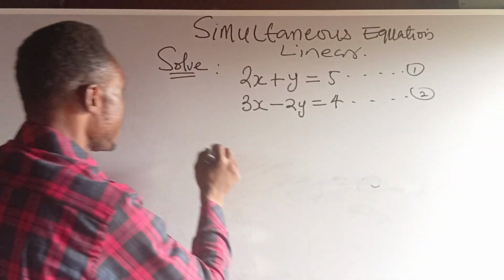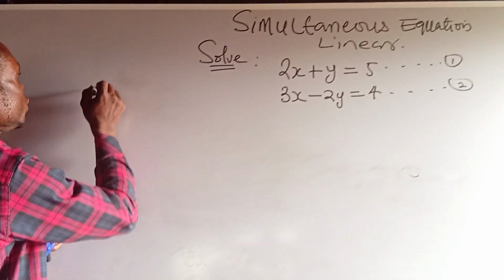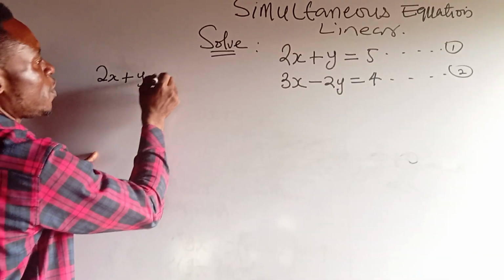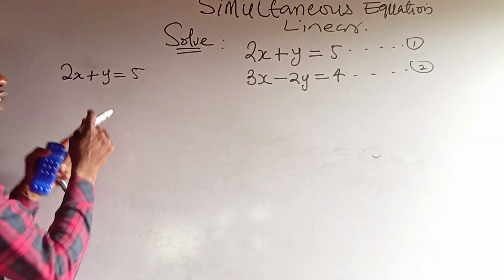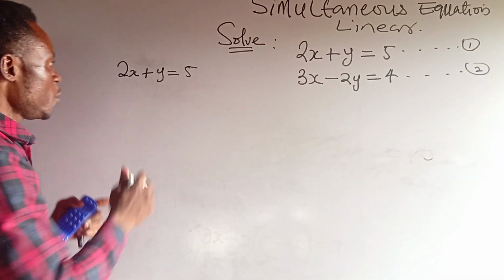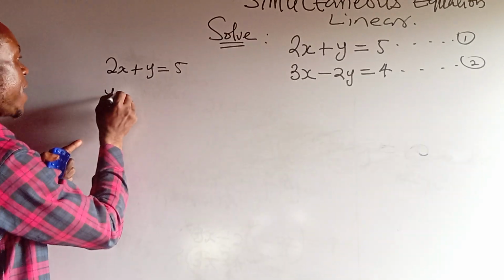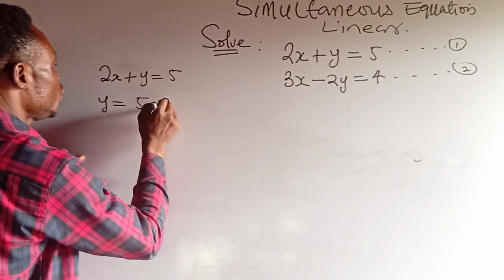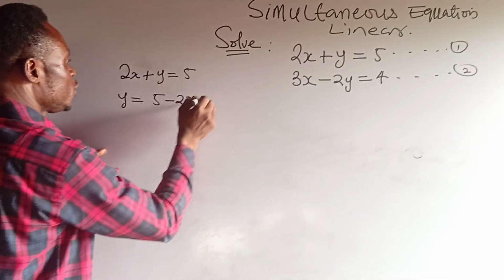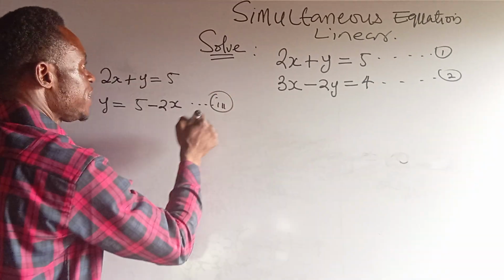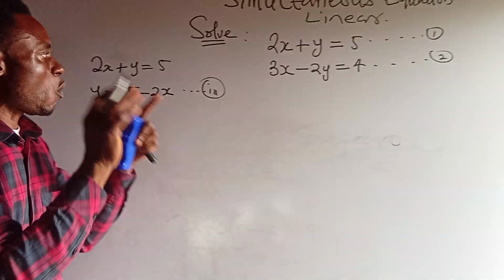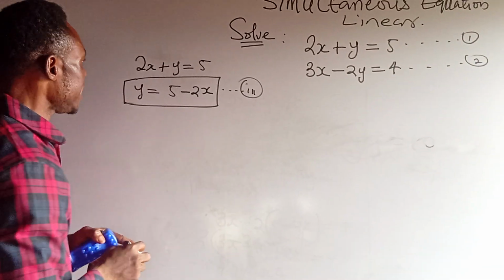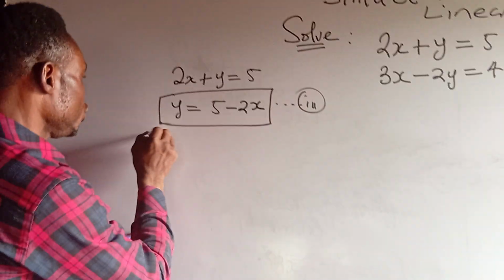Now, we start from equation 1. We have 2x plus y equal to 5. We make y the subject of the formula, or x the subject of the formula. We start with y, make y the subject of the formula. So y equals 5, and when 2x crosses over, it becomes minus 2x. And this one we call equation number 3. We derived equation number 3 from equation number 1. This is what it says. Equation number 3.